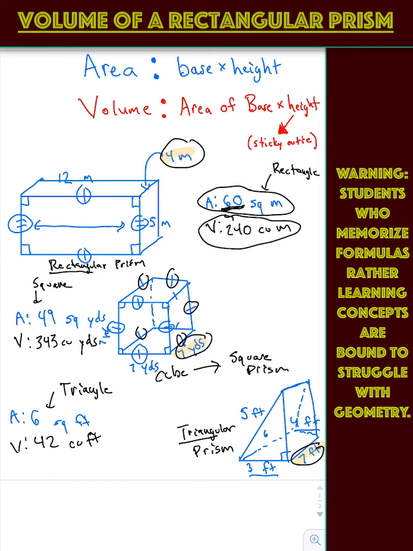So area is base times height, just as volume is area of the base times height, or the stickyality. Hopefully this helps as a foundation for volume. And again, the aim here is not necessarily to memorize a ton of formulas, but to know the concept of why volume is the area of the base times the height. Thanks so much for watching. Hopefully this helps moving forward.